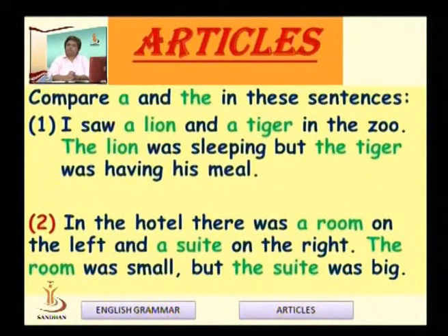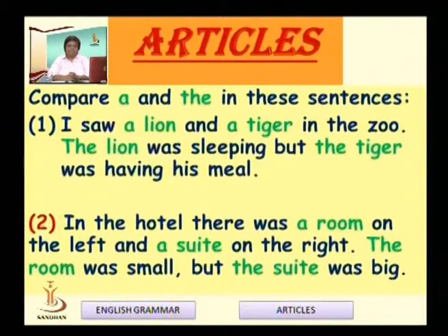Now, in the first part of this very small paragraph, why am I saying a lion and a tiger? Because this is the first time I am talking about them. One lion from millions of others, one tiger from hundreds of others. But where did I see them? I saw them in the zoo. So next time I am calling them the lion and the tiger because now I am specifying which lion? The lion that I saw at the zoo. Which tiger? The tiger that I saw at the zoo. The lion was sleeping, but the tiger was having his meal. So I hope the difference between a article and the article is becoming a little clear.